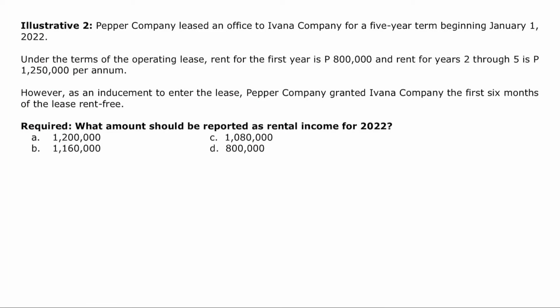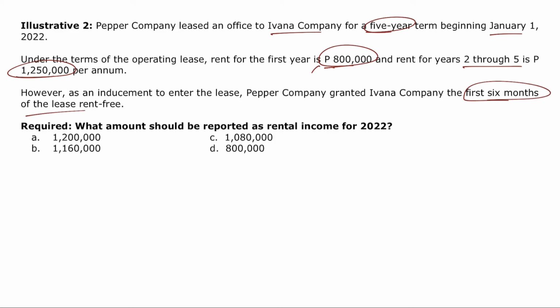Here, in illustrative problem number 2, Pepper Company leased an office to Ivana Company for a 5-year term beginning January 1, 2022. Under the lease terms, no, of the operating lease, rent for the first year is 800, then rent for the years 2 through 5 is 1,250 per annum. So, discounted ulit yung first year. Then, however, an additional discount, no, as an inducement to enter the lease, Pepper Company granted Ivana Company the first 6 months of the lease rent-free.